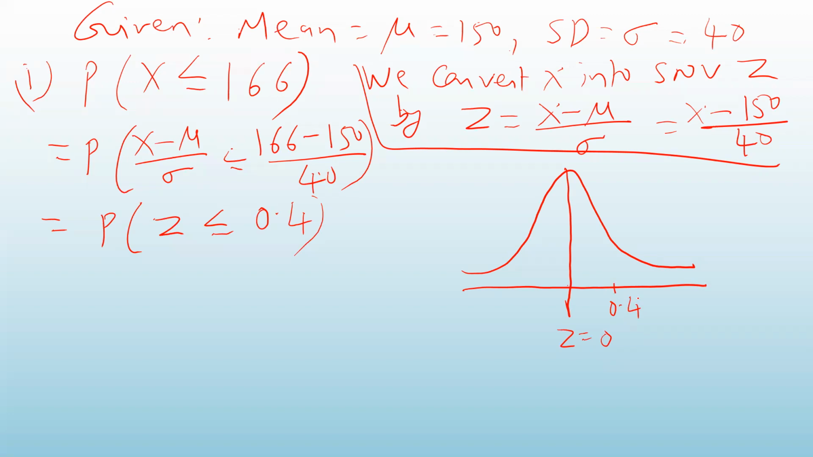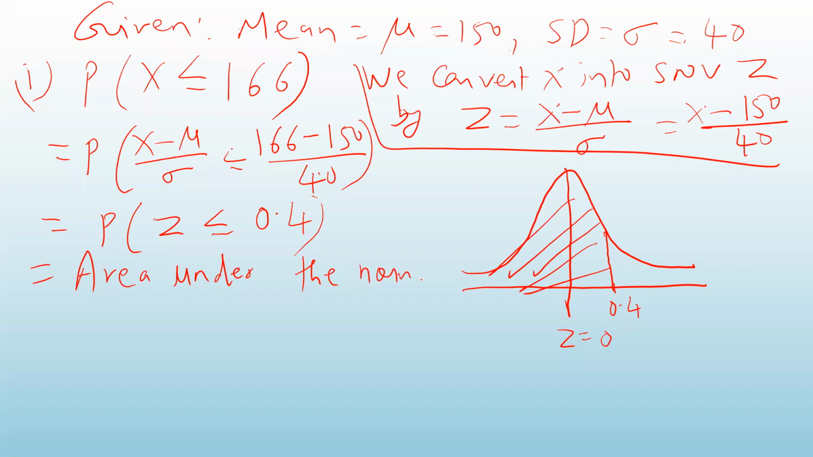Now we want the area under the normal curve for which z is less than or equal to 0.4. So let us see what this area is. We want all this area, z less than or equal to 0.4. So this is equal to the area under the normal curve for z less than or equal to 0.4.